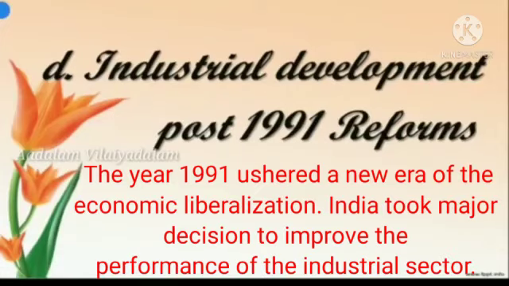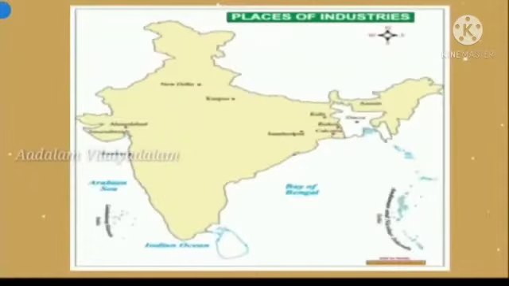Industrial development post 1991 reforms. The year 1991 ushered in a new era of economic liberalization. Liberalization is the loosening of government control. India took major decisions to improve the performance of the industrial sector. The 10th and 11th five-year plans witnessed a high growth rate of industrial production. The abolition of industrial licensing, dismantling of price control, dilution of reservation for small-scale industries and virtual abolition of monopoly law enabled Indian industry to flourish.